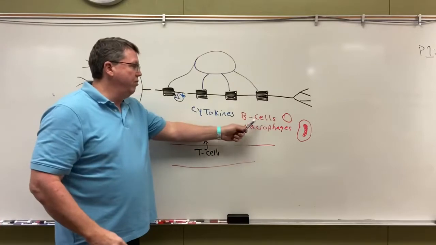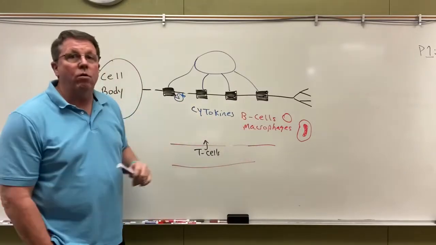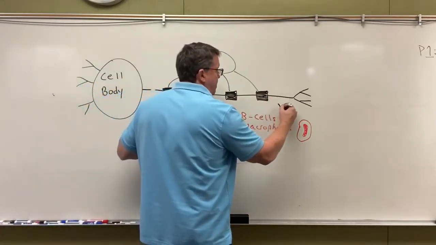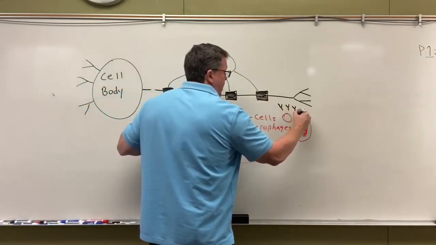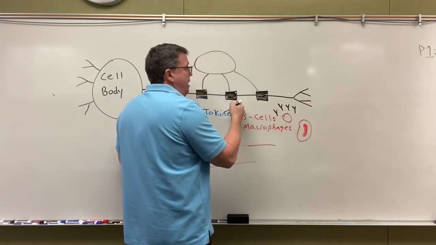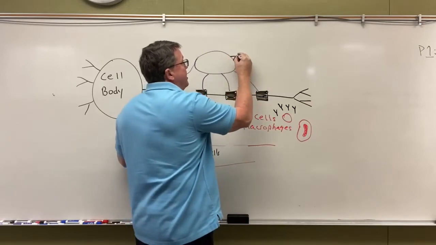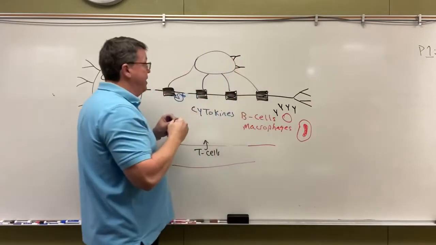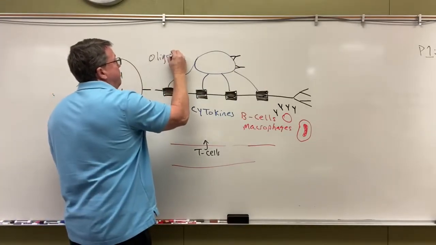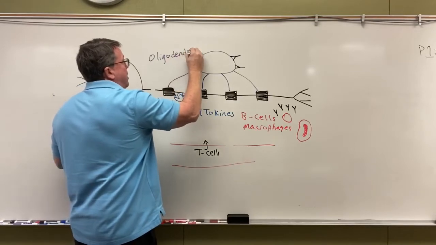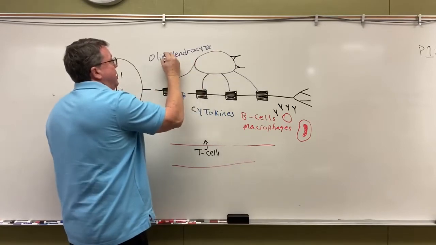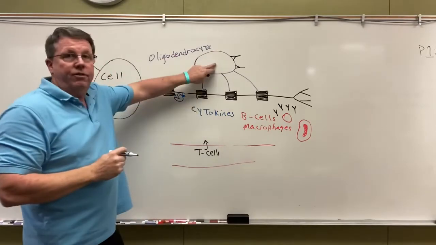Well, when the B cells are signaled by the cytokines, they are going to make antibodies. Antibodies are Y-shaped. Okay, and what these antibodies will do is they will also attack the myelin, but they're also going to attach to our oligodendrocyte. Let me write oligodendrocyte right here. So there's my oligodendrocyte. Okay, so they're going to actually attach to this.